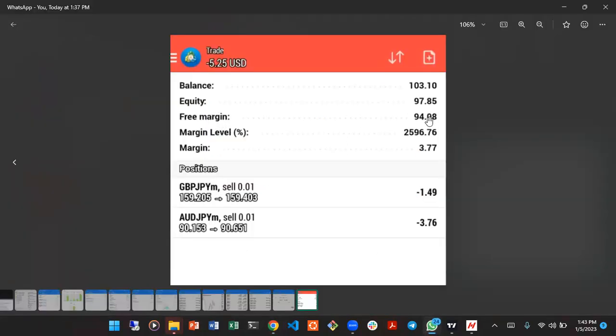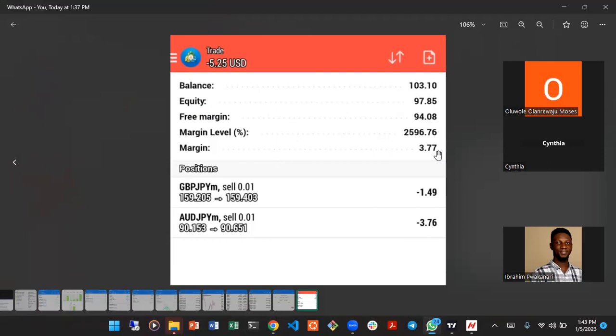Now let's go back. This is the margin. This is the free margin, $94.08. And this is the margin, $3.77. Now, equity is this $94.08 plus $3.77. That is what makes up this equity. Do we understand? That is what makes up this equity.